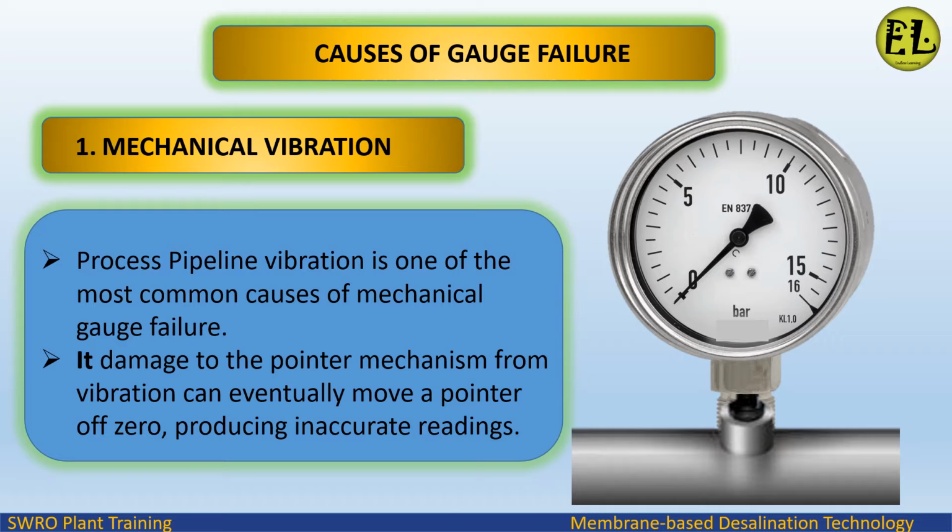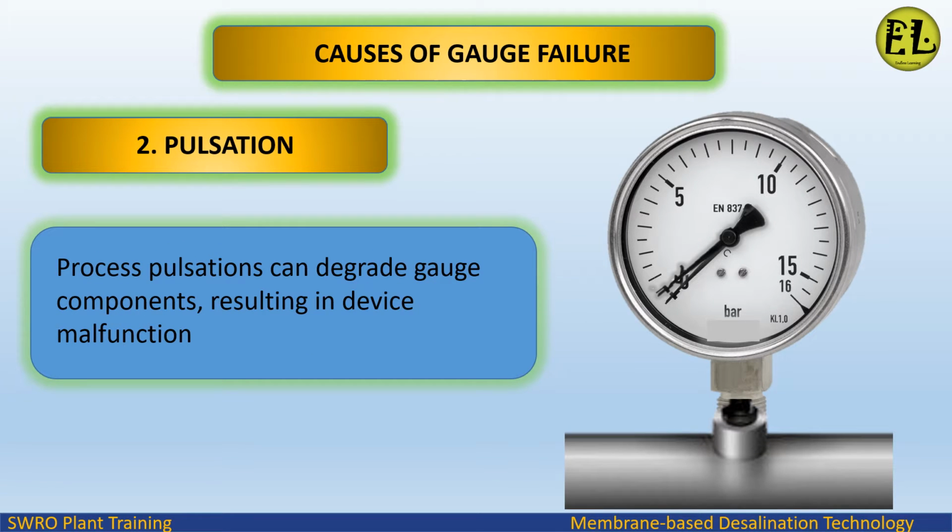Causes of gauge failure: mechanical vibration. Process pipeline vibration is one of the most common causes of mechanical gauge failure. Damage to the pointer mechanism from vibration can eventually move a pointer off zero, producing inaccurate readings. Causes of gauge failure 2: pulsation. Process pulsations can degrade gauge components, resulting in device malfunction.